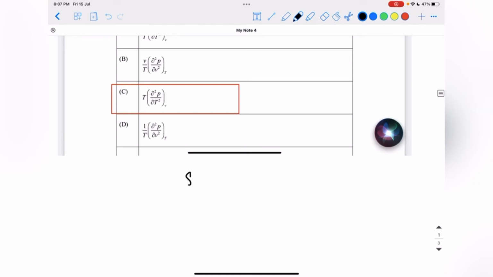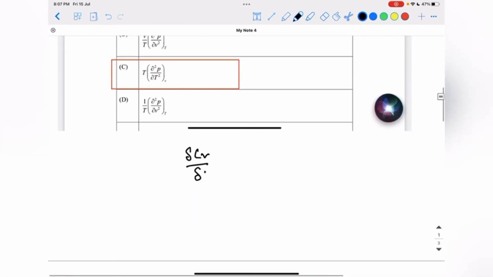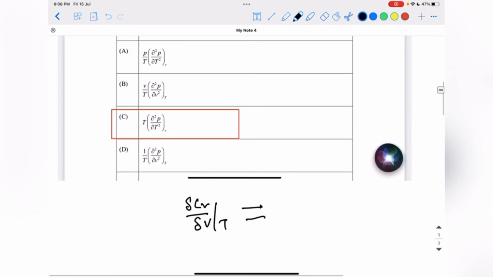Now see, I have to find delta CV by delta V at constant T. We will follow the procedure of units. This equation has to be equal among the four options. It is a general rule that the units of the left hand side and the right hand side must be the same. This is dimensional homogeneity. So every equation has to follow dimensional homogeneity.